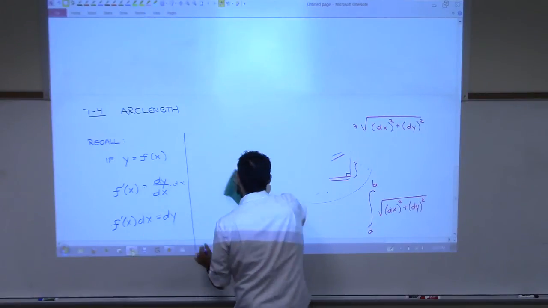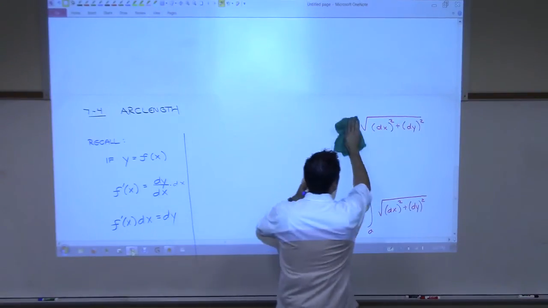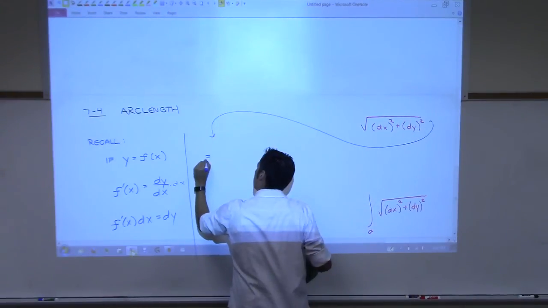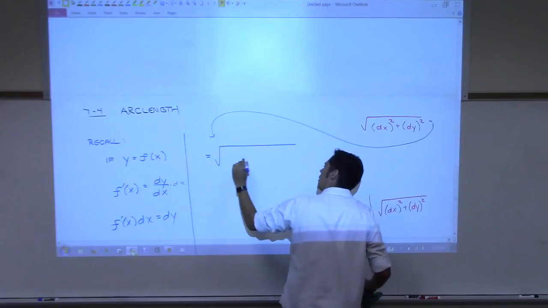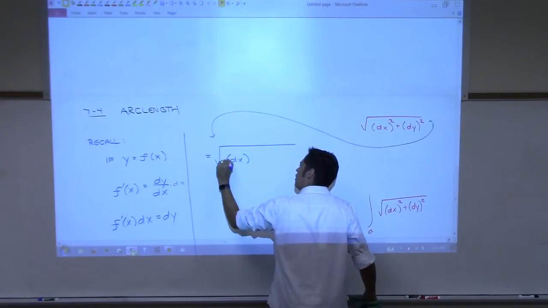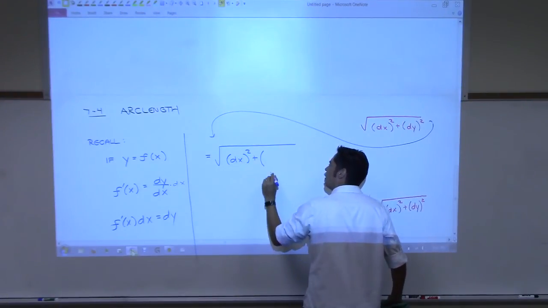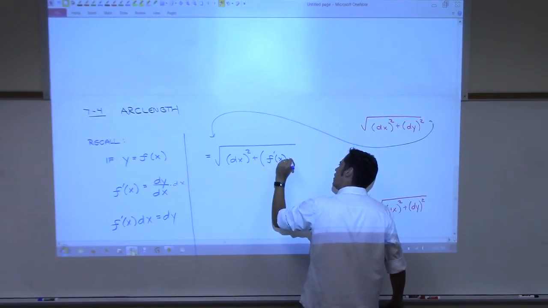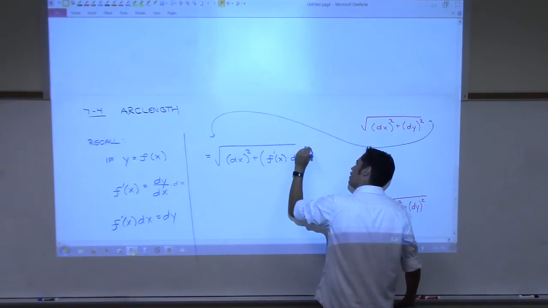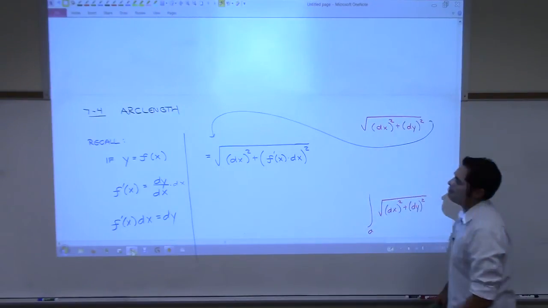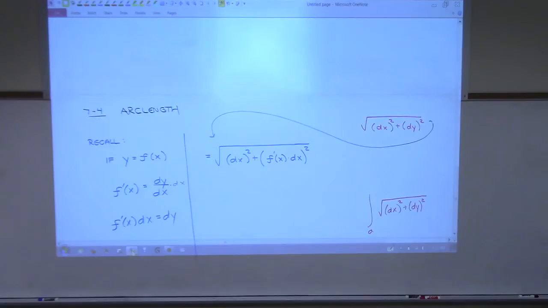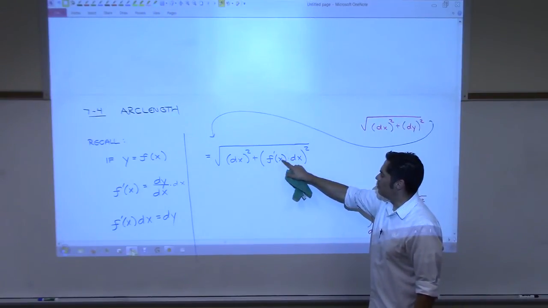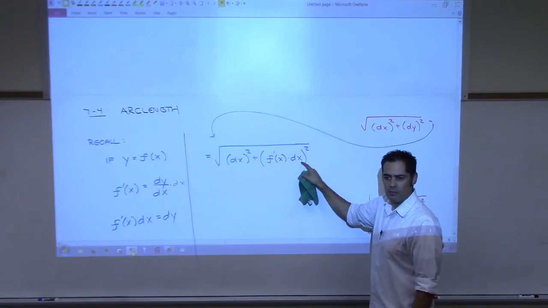So we needed that, but now we're going back to this formula. So this right here equals the square root of dx squared plus what? F prime of x times dx squared. Yeah? Now, if you have two things multiplying and then you're squaring them, you can square each one, can't you?